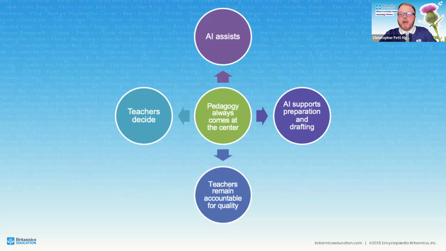If we move to the right, AI supports preparation and drafting. But the key there is it's supporting, it's not taking over, it's not doing for. And again, the pedagogy, the teaching art, is flowing outwards. Teachers remain accountable for quality. In all our conversations, when we go to conferences, when we meet with people, accountability is becoming a clearer and clearer issue. AI did it, therefore AI is to blame. And that's a very worrying precedent.